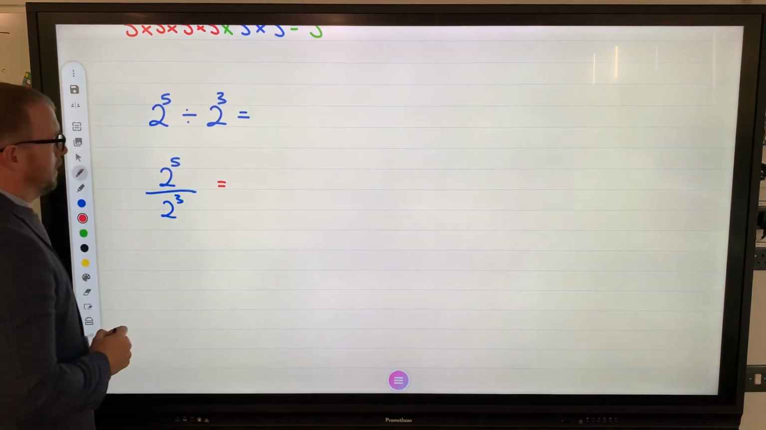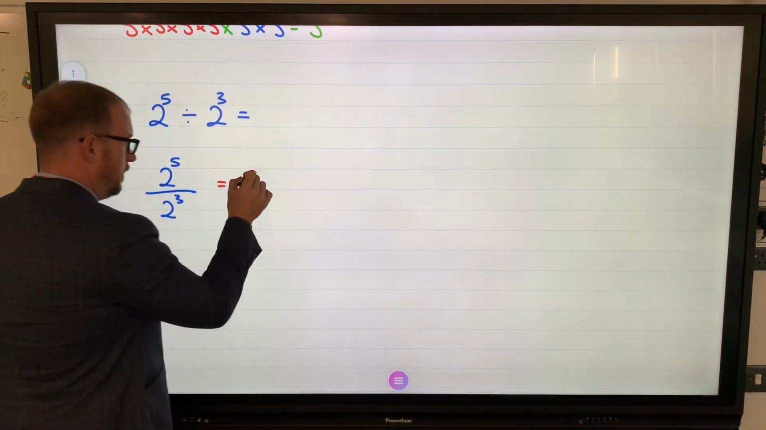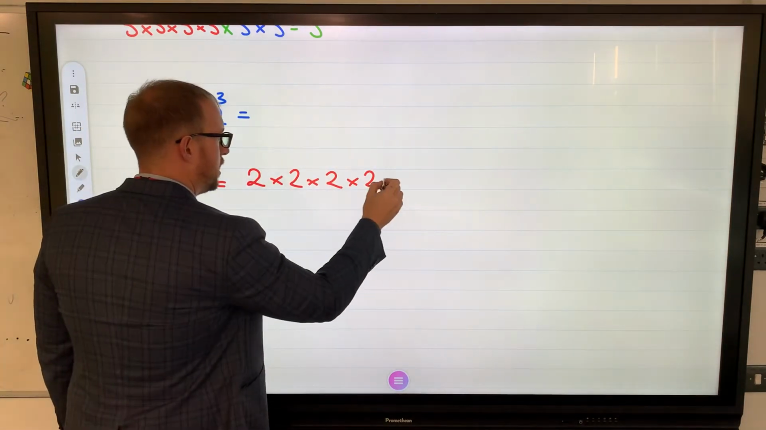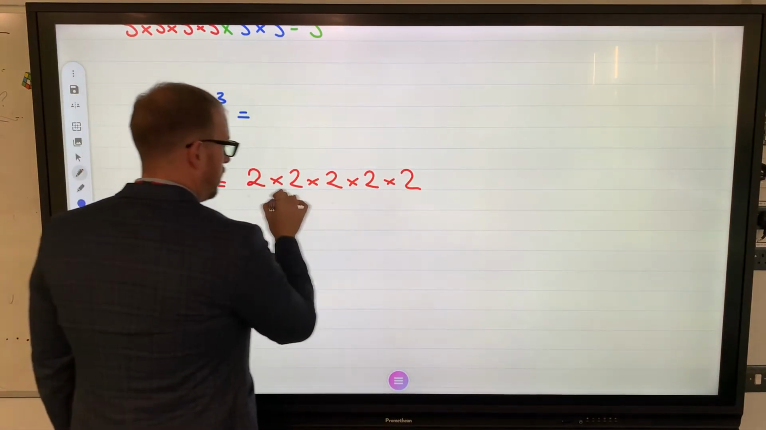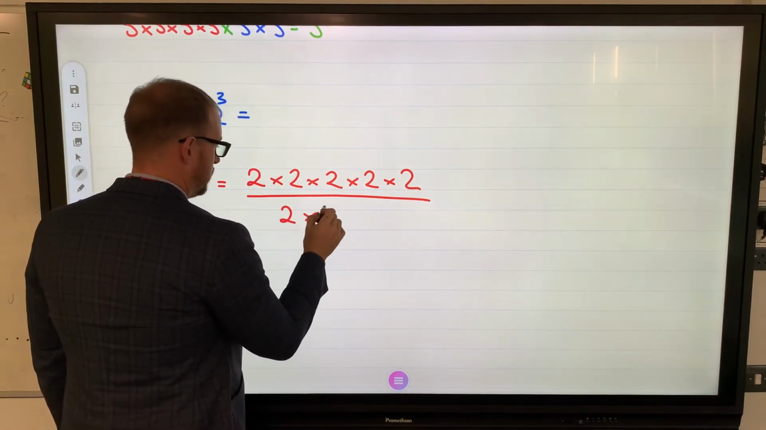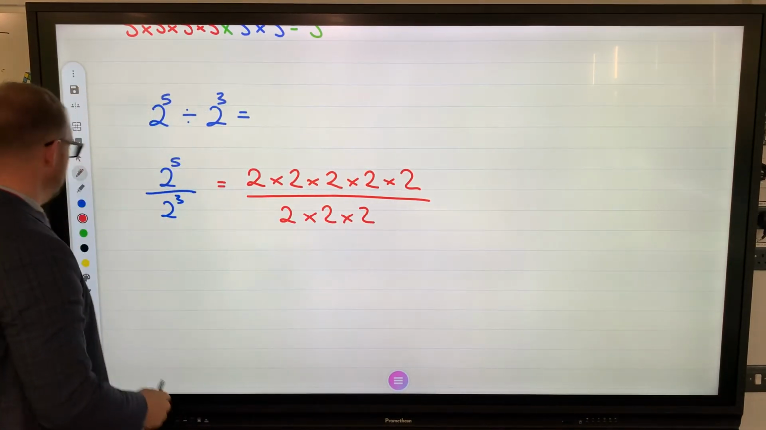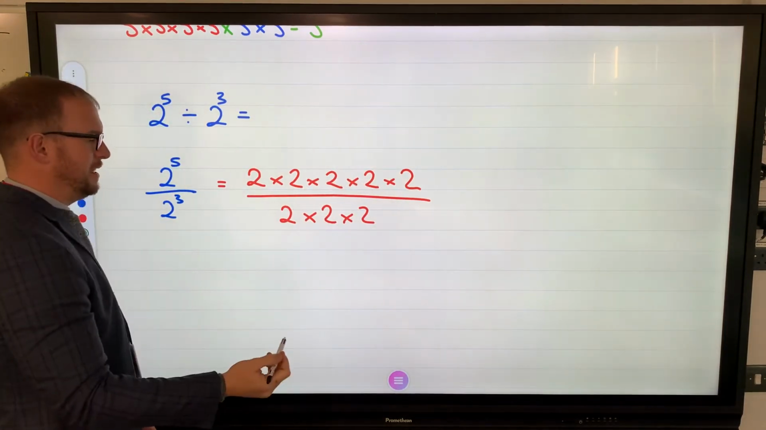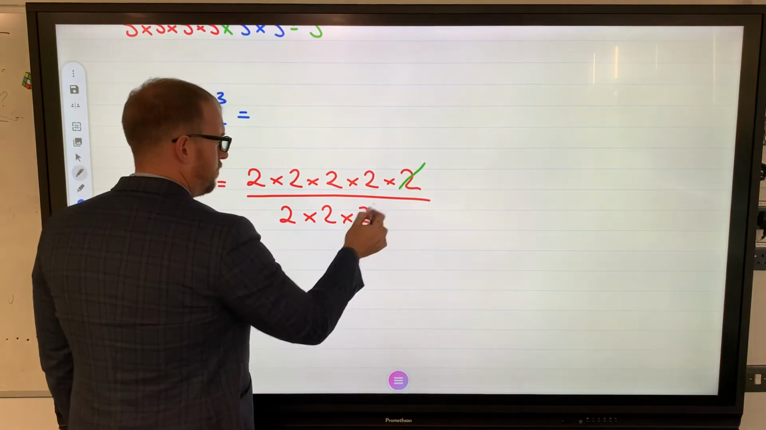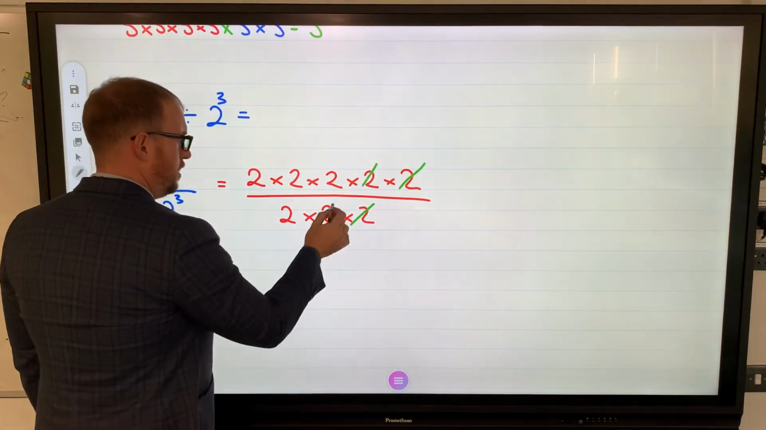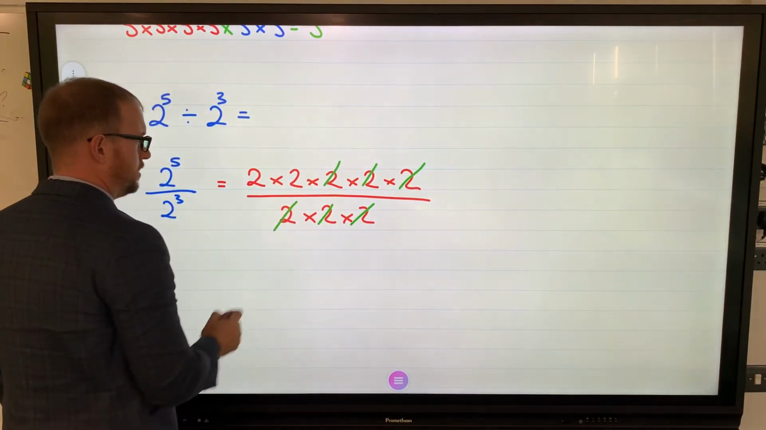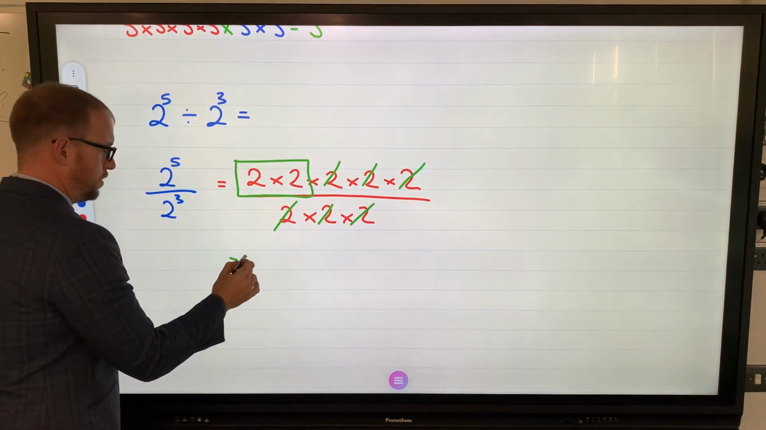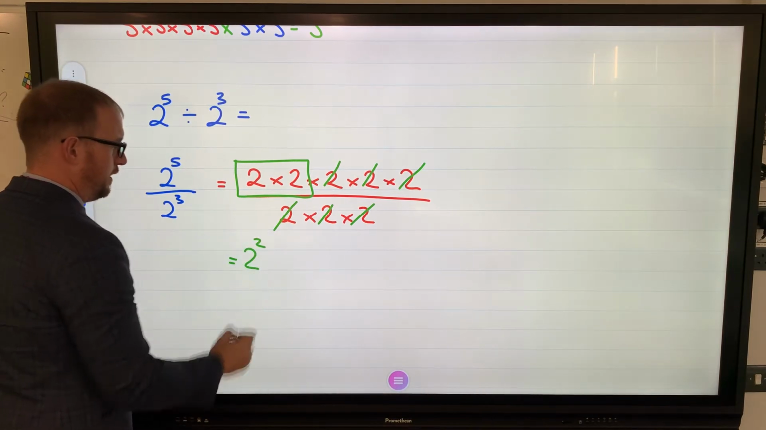But to work out the answer then, let's write this out in full. So I've got 2 times 2 times 2 times 2 times 2 over 2 times 2 times 2. Well, now that I've got numbers the same on top and bottom, they cancel each other out. So I can cross out that 2, and that 2. You can see I'm left with 2 times 2, also known as 2 squared.